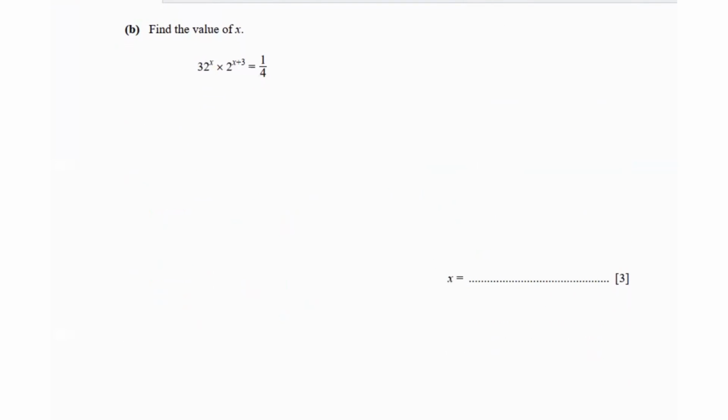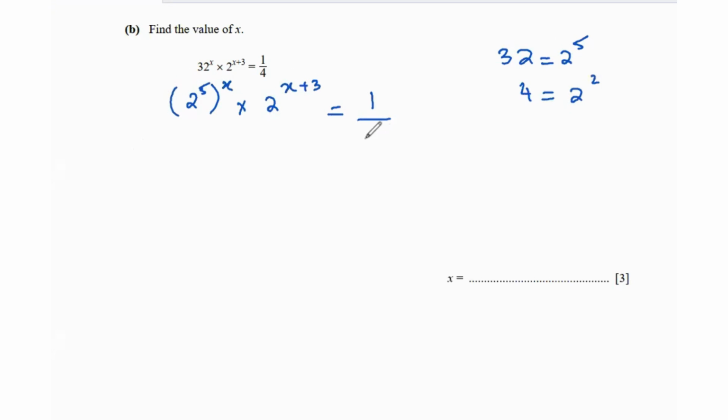Then it says find the value of x. So for this one, first we need to convert all of these into a base of 2. So 32 is the same as 2 to the power of 5. 4 is 2 squared. So we do 2 to the power of 5, whole power x, times 2 to the power of x plus 3, equals 1 over 2 squared. Now, since the bases are same, it's going to be easier for us to solve the powers. First, 5 and x becomes 5x.